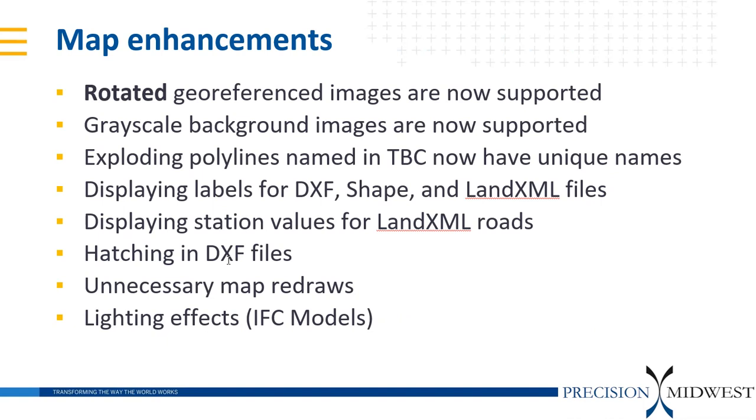Map enhancements. Rotated georeferenced images are now supported. Grayscale background images are now supported. Before, that had to be 24-bit color. Exploded polylines named in TBC now have unique names. Displaying labels for DXF, shape, and LandXML files. Displaying station values for LandXML roads. And hatching in DXF files. Unnecessary map redraw, so it's not redrawn as much. And then lighting effects for IFC models.